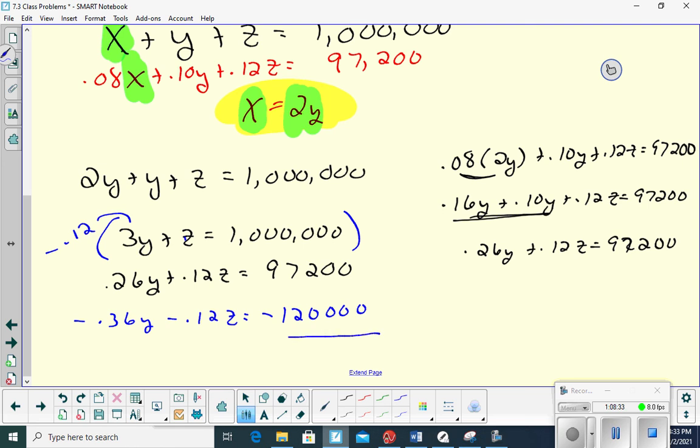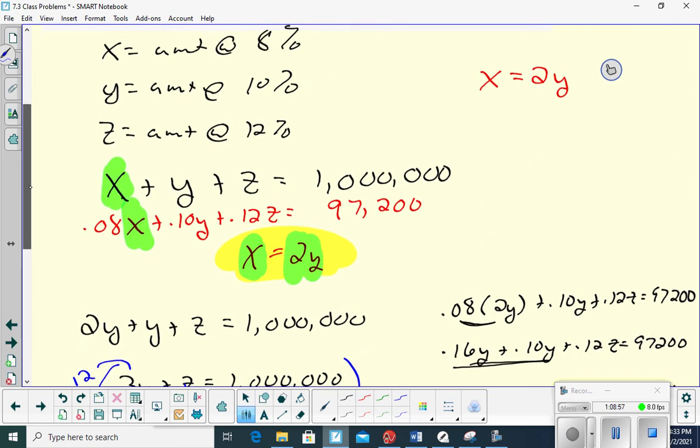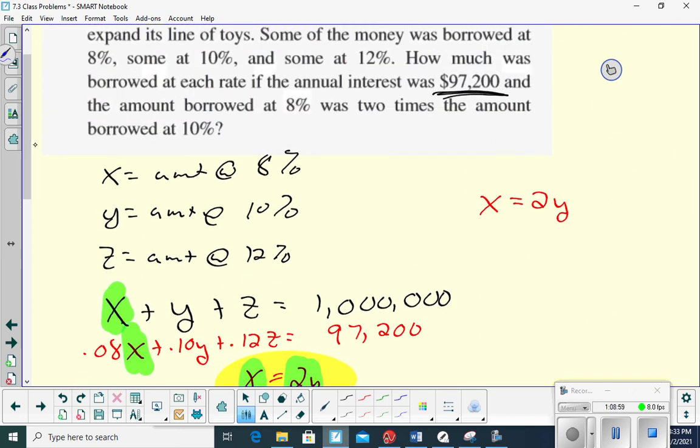So now when I add these two, the z's will equal 0, and I'm going to be left with negative 0.1y. That's probably what your calculator is going to give you. Is equal to negative 22,800. Divide both sides, and I get y is equal to $228,000. And that's going to be the amount that's borrowed at 10%.